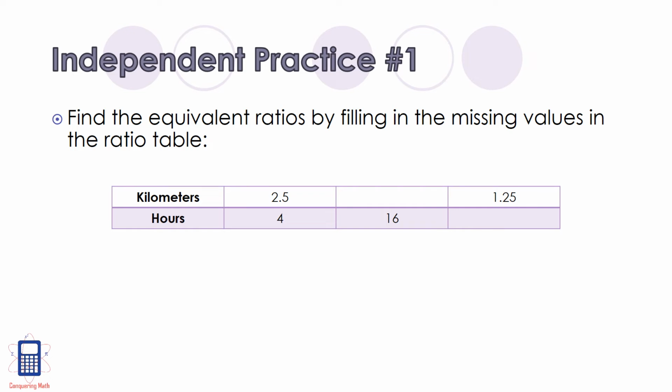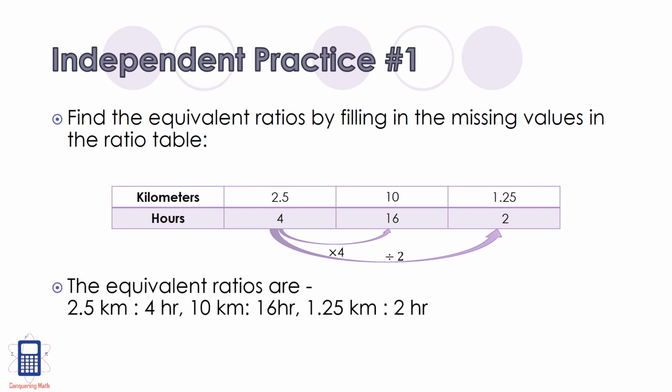Okay, you ready? So we have 2.5 kilometers in 4 hours, and we need to get to 16 hours by multiplying by 4. 2.5 times 4 gives us 10 kilometers. Now we need to get to 1.25 or 1¼ kilometers. So what we'll do is we'll divide the original 2.5 by 2, which means then we divide 4 hours by 2, and we get 2 hours. So the equivalent ratios are 2.5 kilometers to 4 hours, 10 kilometers to 16 hours, and 1.25 kilometers to 2 hours.